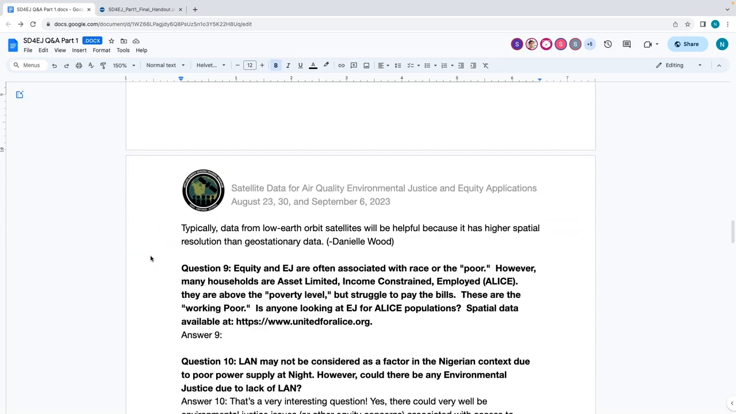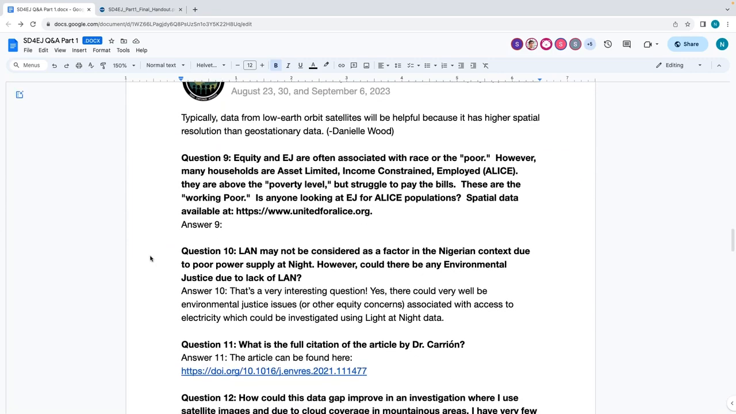Okay, question nine. Equity and environmental justice are often associated with race or the poor. However, many households are ALICE: asset limited, income constrained, employed. They are above the poverty level but struggle to pay the bills. These are the working poor. Is anyone looking at environmental justice issues for ALICE populations? Would any of our panelists like to weigh in on any studies they might know, potentially Tanya or Ufoma? Sorry, this is question 9.